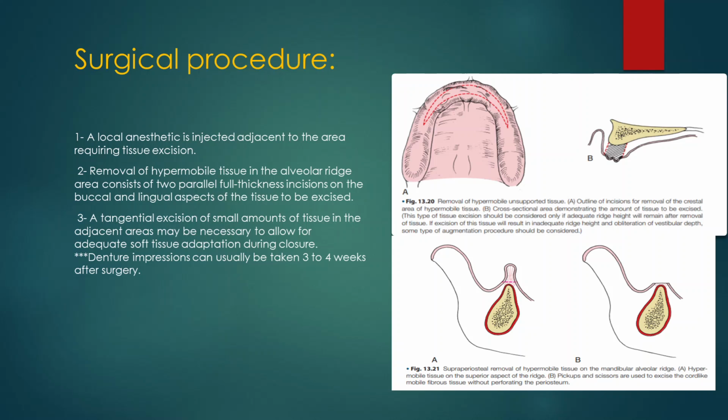For the lower jaw, as we can see in A, there is a hypermobile tissue. Then tissue pickups and scissors are used to excise the cord-like mobile fibrous tissue without perforating the periosteum, as we can see in B. Denture impression can usually be taken 3 to 4 weeks after the surgical procedure.